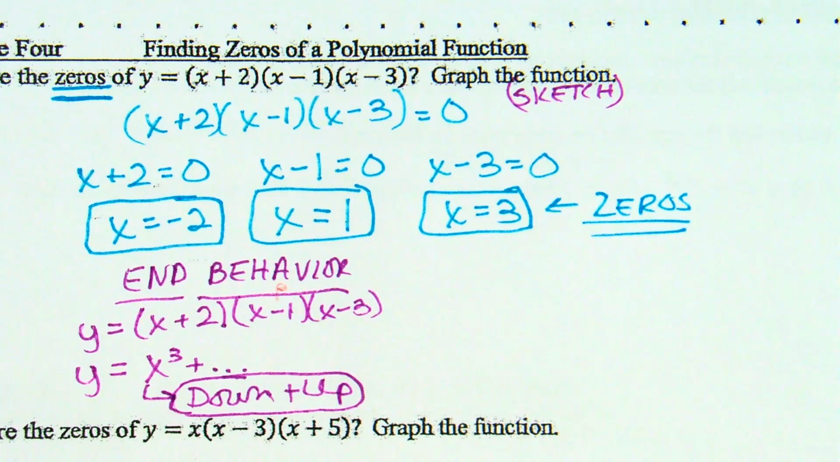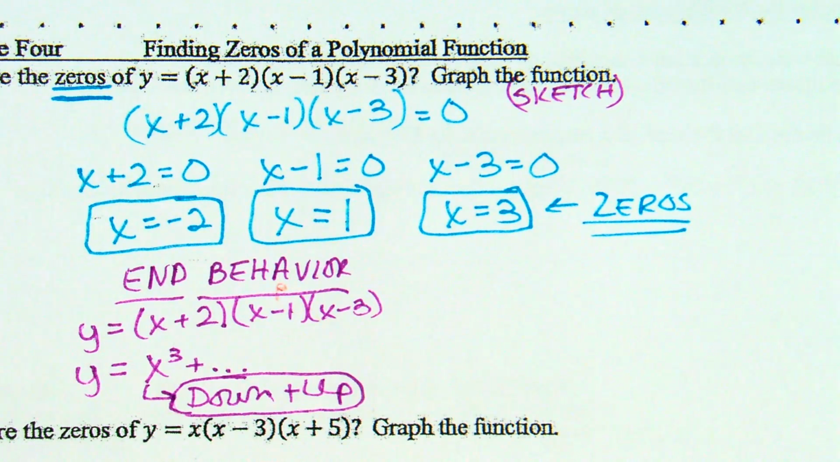How did we determine if there were going to be turning points? If there's more than one x term, if there are other x terms, so if there's an x squared or x term, there's turning points. If we multiplied this out, would there be x squared and x terms?